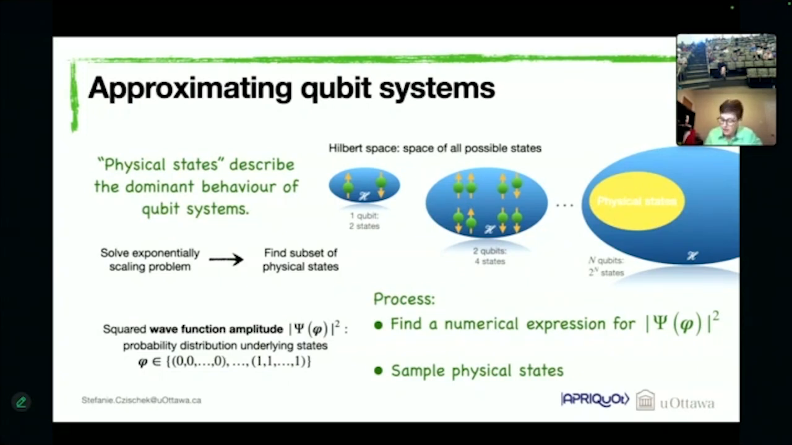Okay, and so while the sampling process is pretty straightforward on a conventional computer, so there exist algorithms that, given a probability distribution, we can generate samples from it. The task is now how do we find this numerical expression of the squared wave function amplitude, and this is where we use our artificial neural networks as a wave function ansatz.